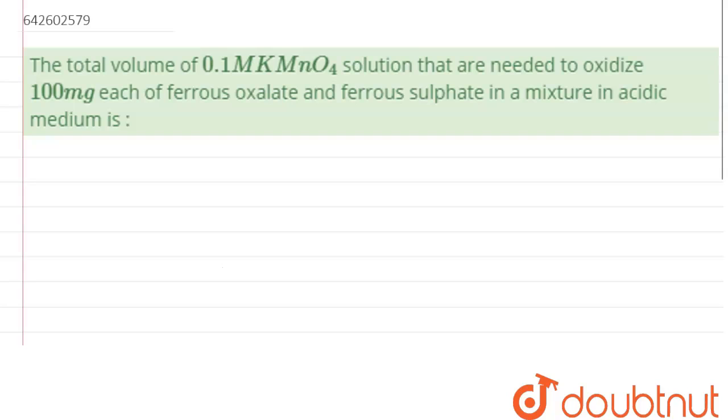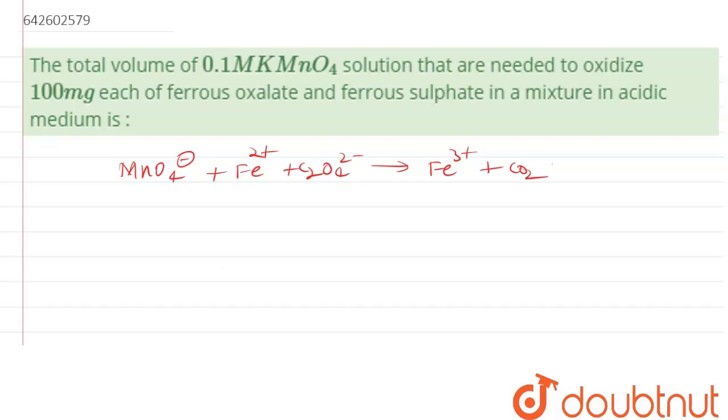So first, MnO4 minus reacts with Fe2 plus and C2O4 2 minus, which will be converted into Fe3 plus, CO2 and Mn2 plus in acidic medium. The oxidation state of manganese is plus 7 here and it is going to convert into plus 2, so the N factor is 5 for KMnO4.